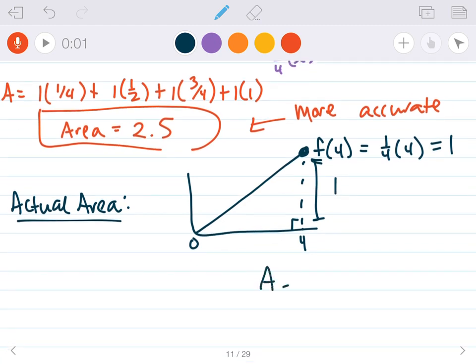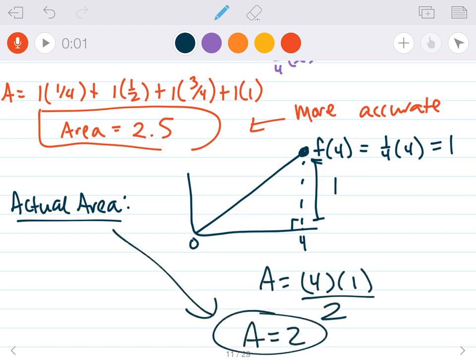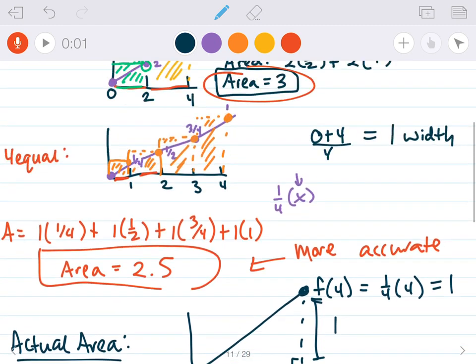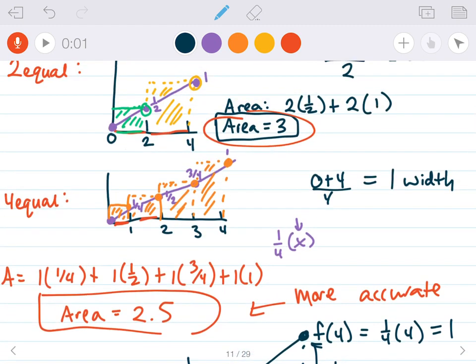So area is base times height over 2. So our area is actually 2. This is the actual area. And we can see that the second estimate was better. 2.5 is closer to 2 than 3.